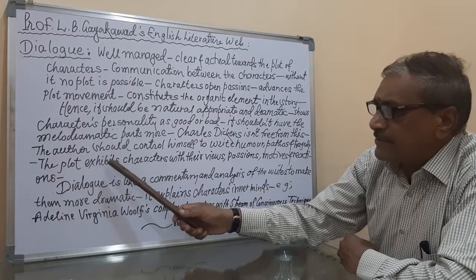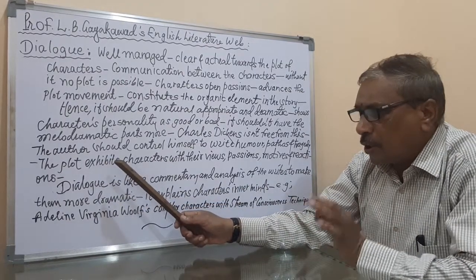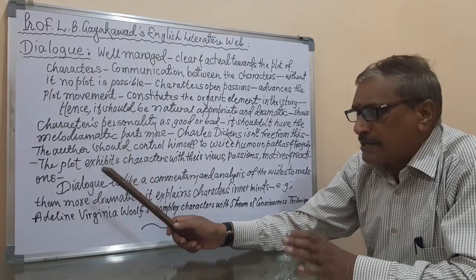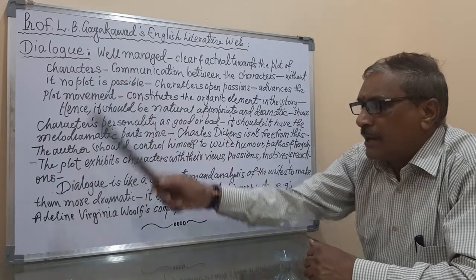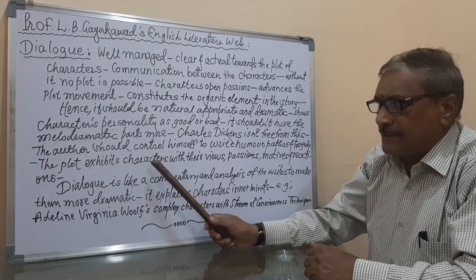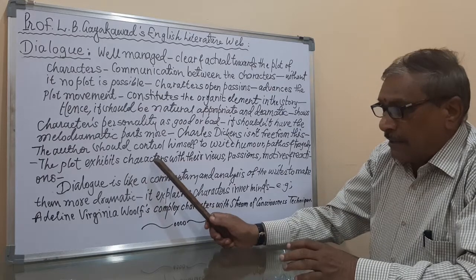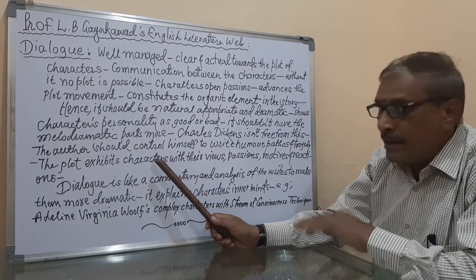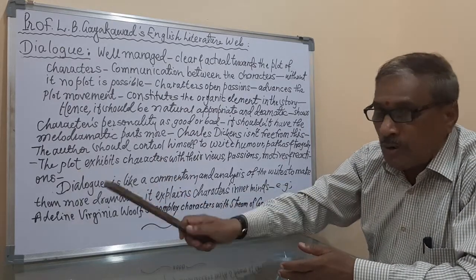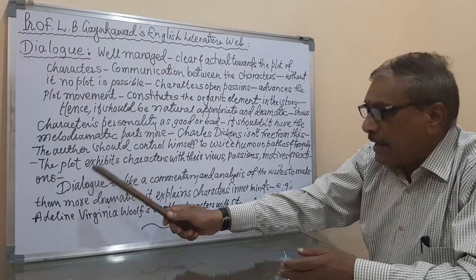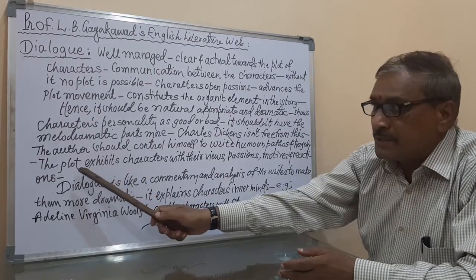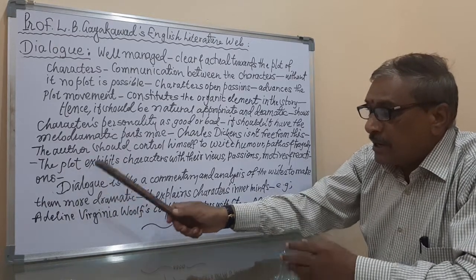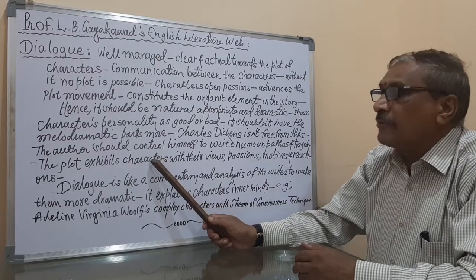The plot exhibits characters. If there is the novel, if there is the story, there is the plot. And if the writer wants to write the beautiful dialogues, then the plot exhibits characters. Because there are the characters, and those characters play here and there with the plot. Without plot, the characters do not play, and that's why the plot exhibits, means the plot shows, the plot mentions, the plot declares that the characters are very beautiful.